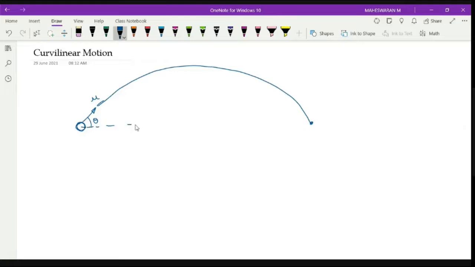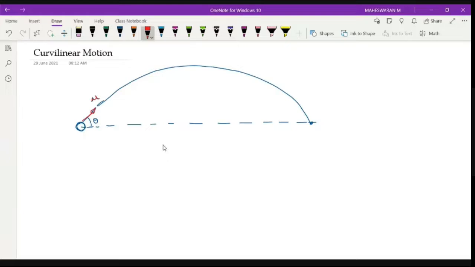Let me consider this my location. It will be hitting something like this. So this type of motion we call a curvilinear motion, right? So how do we solve a problem related to these things? If you have a velocity at a particular angle, what do you have to do? So this is the next topic.